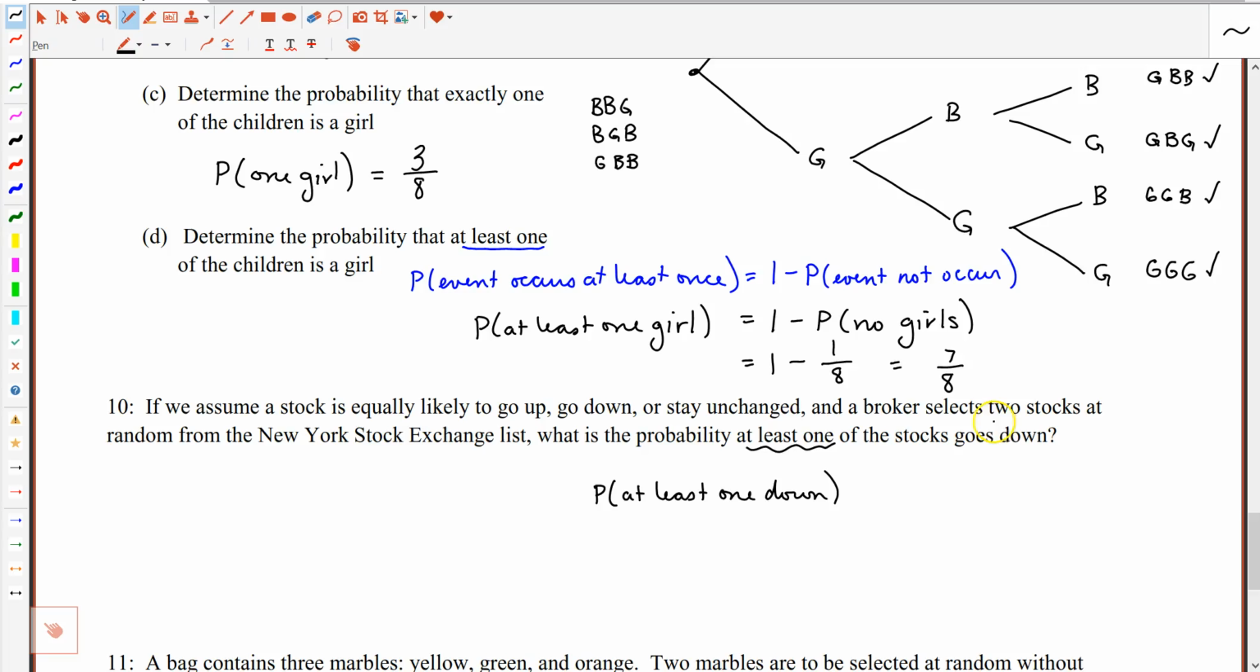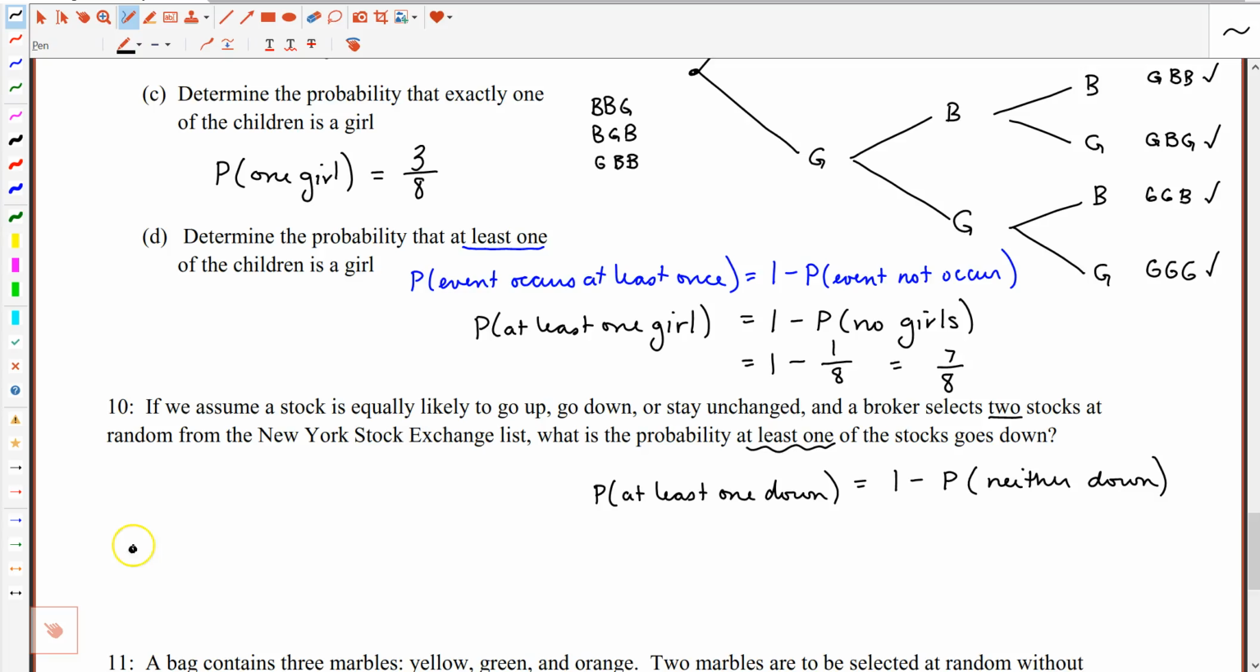Now remember, they're going to be selecting 2, so this is going to be a 2-stage experiment. We can do 1 minus the probability that neither go down. Okay, so this one we would count the first one down, but the second one isn't. The first one is not down, but the second one is, or they could both be down. So the only other ones that we don't want to count is neither of the stocks being down.